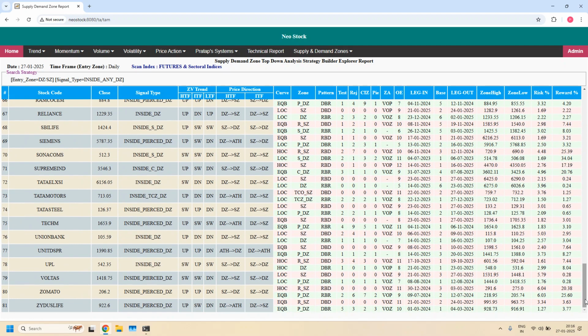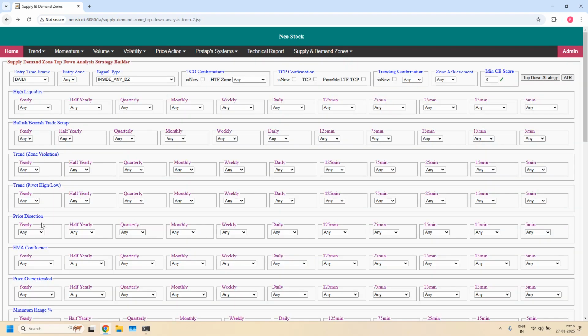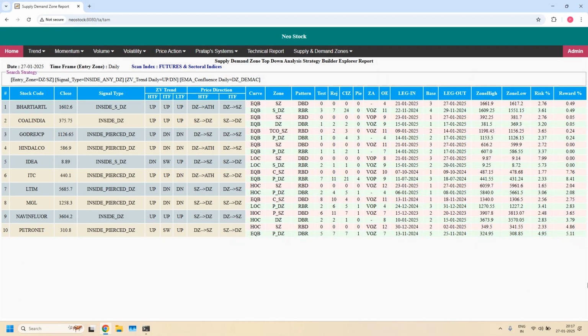So total 81 stocks. Out of these 81, how many daily demand zones are having daily EMA Confluence? Let's verify. In the EMA Confluence at a daily time frame, daily demand zone having daily EMA Confluence, and the trend on the daily time frame either up or down. With these filters, we got out of 81, we got only 10 stocks.